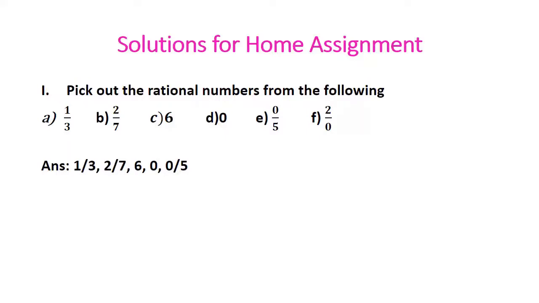Take your Maths note, let us check the solutions for previous day home assignment. First Roman letter, pick out the rational numbers from the following. Answers are 1 by 3, 2 by 7, 6, 0 and 0 by 5. Except 2 by 0, all numbers are rational numbers.